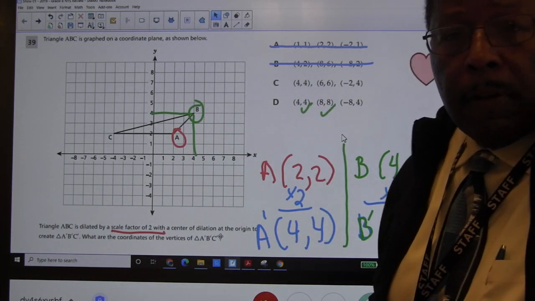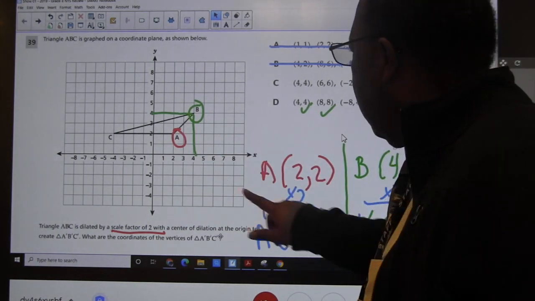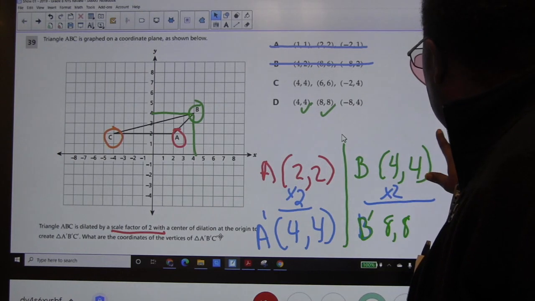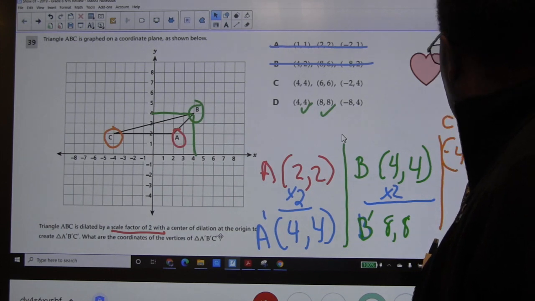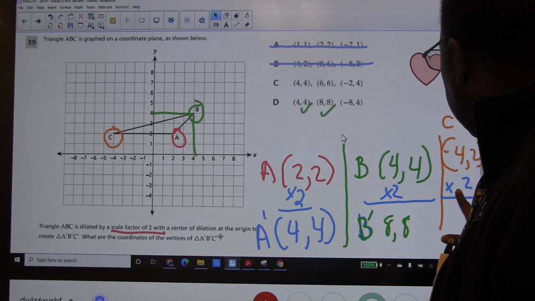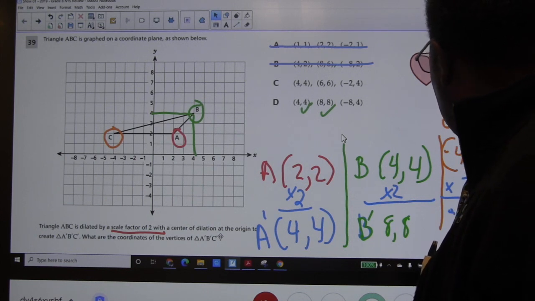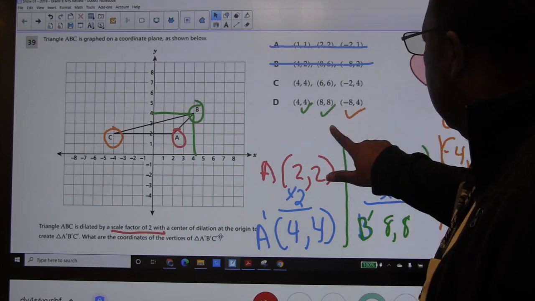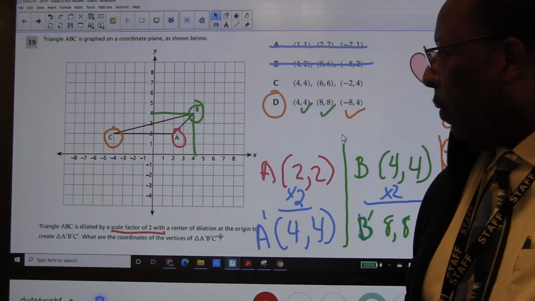However, I have one more vertex, so let me check that vertex as well. So, vertex, letter C. And that is -4, 2. So, -4, 2. And this is C. I got to multiply that by the scale factor of 2, and -4 times 2 is -8, and 2 times 2 is 4, so this is C prime, which is choice D again. So if you pick choice D, that would be your correct solution.